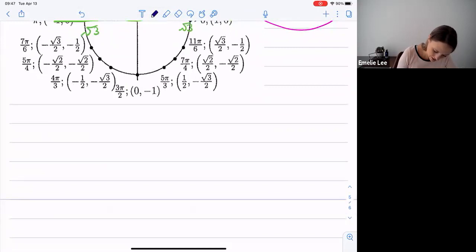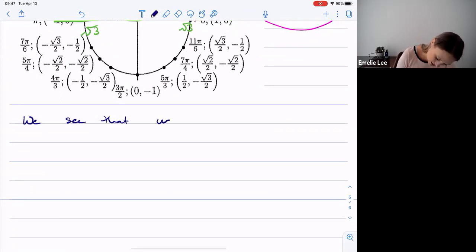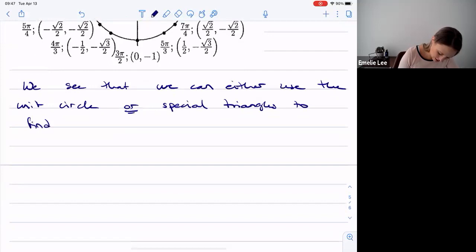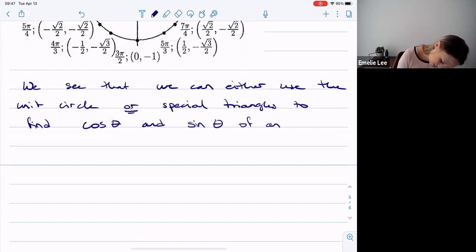So we see that we can either use the unit circle or special triangles to find cos theta and sine theta of an angle.